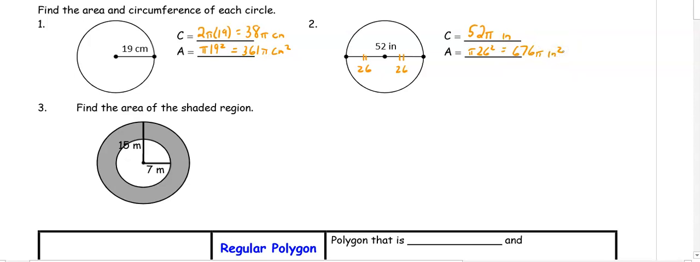In number three, it kind of looks like a donut. We want to find the area of the shaded region. So we want to find the area of the larger circle and subtract the area of the smaller circle. So the area of the bigger circle, we would have pi 15 squared minus the area of the small circle, pi 7 squared. So that gets us 225 pi minus 49 pi. Because they both have pi, we can combine those together by subtraction. We get 176 pi meters squared.